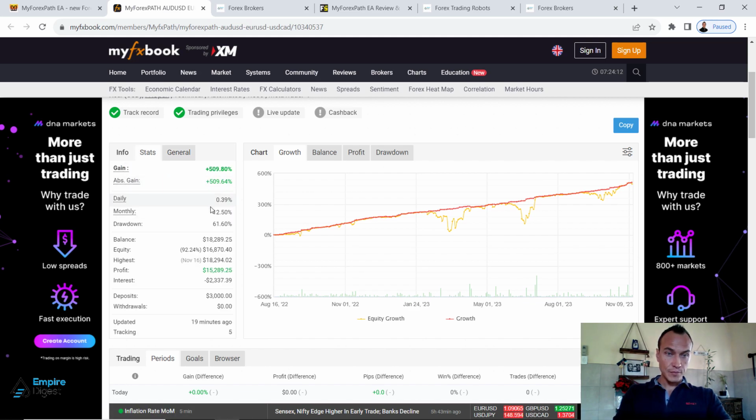Next, stats. Monthly, it's about 12.5% for all three pairs combined. The drawdown is 61.6%. So how do we verify that? As you can see, overall, the growth. Whatever I'm sharing with you now is my personal opinion, what I would look at if I were to buy this robot. Okay, so the growth I'm happy with. The overall growth, the actual incline of the chart, I'm happy with.